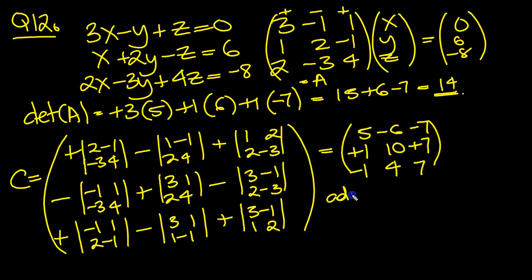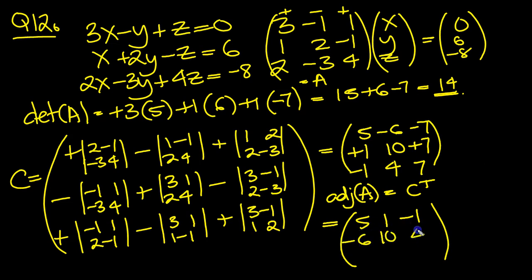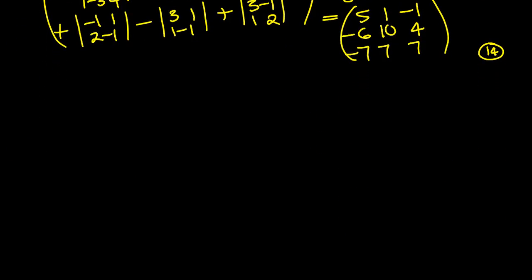So now we can write down the adjoint of the matrix A, which is simply C transpose. And now all we need to do is our first column becomes our first row, our second column becomes our second row, and our third column becomes our third row. There we are. I'm going to just jot down 14 as the determinant, and I'm going to remember that 0, 6, minus 8 are the numbers on the right hand side. Let's go down the page then, and we can write down the answer, can't we?